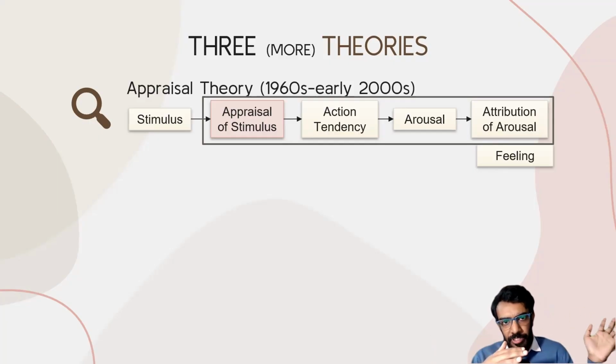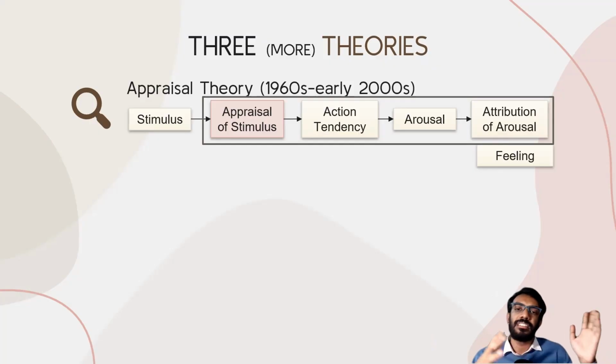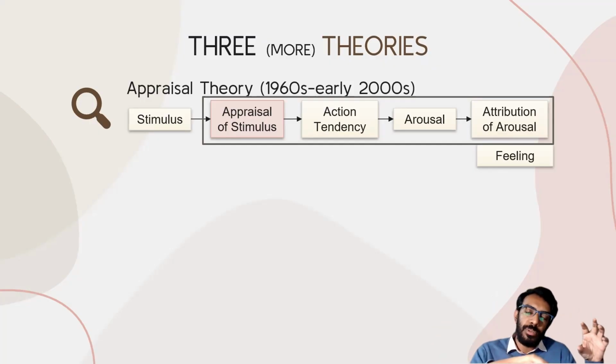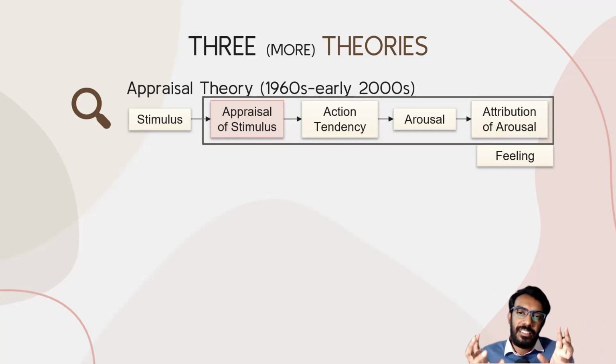So the attribution step from the Schachter-Singer theory has remained, but prior to this attribution, all of these things also take place. There is an appraisal of the stimulus, and all of these things take place at the same time. It's not like the appraisal is completely finished, then there is action tendency which is completely finished, then there is arousal which is completely finished. All of them have a staggered way of presentation.